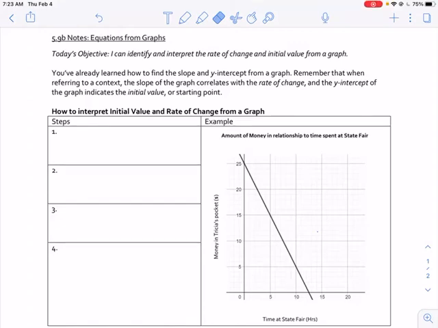Today, we're going to identify and interpret the rate of change and initial value from a graph and write the equation of that graph. You've already learned how to find the slope and y-intercept, but we're going to interpret them in context, and there are some differences for when you have a graph in context for how you figure out the slope. So we're going to talk a little bit about that.